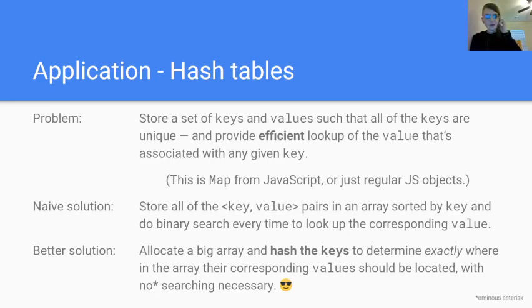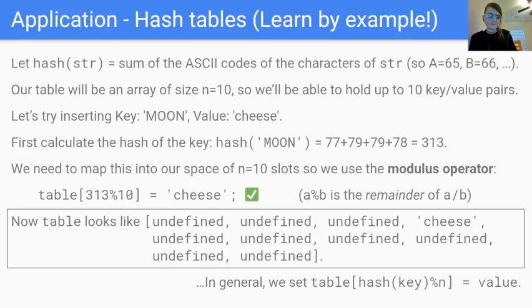Note that there is an ominous asterisk there on searching. We'll get to that. But for now, let's just pretend that we don't have to do any searching. We will just go straight to the exact index, because the hash tells us where to look. We can just hash whatever keys we're given, and it maps straight to one of the values in the array. So let's take a look at what that looks like.